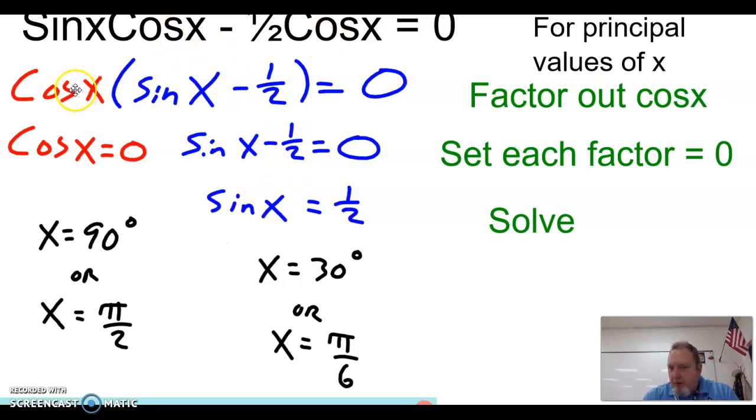So again, we factored out the cosine. That gave us our two factors, set each factor equal to 0 and solve. Cosine is 0 at 90 degrees. Sine is 1/2 at 30. So when we solve these equations, you're going to get the usual suspects. We're going to get 1/2, we're going to get 0, square root of 3 over 2, square root of 2 over 2, 1, or negative 1. So those are the values that we will see when we do these problems.